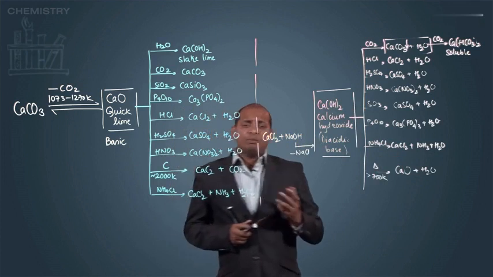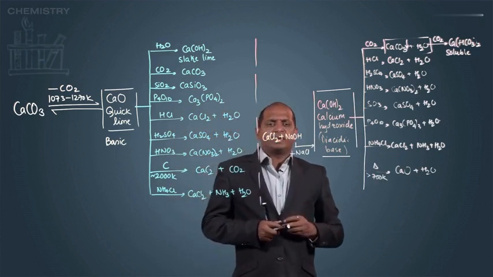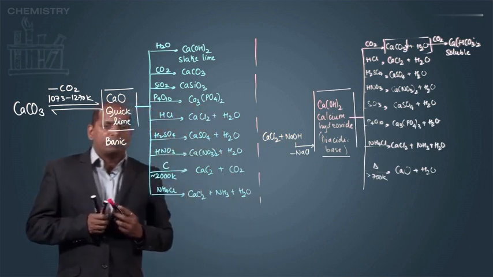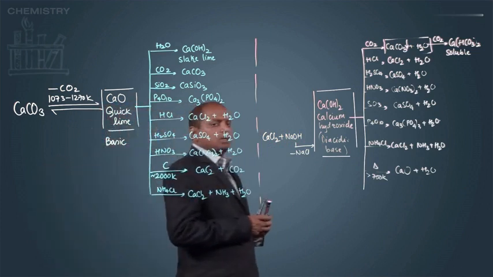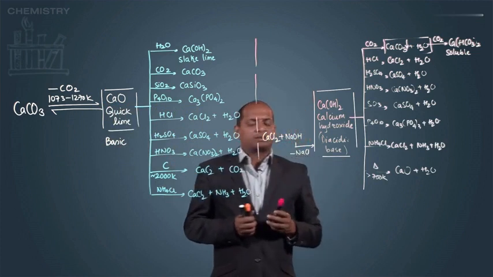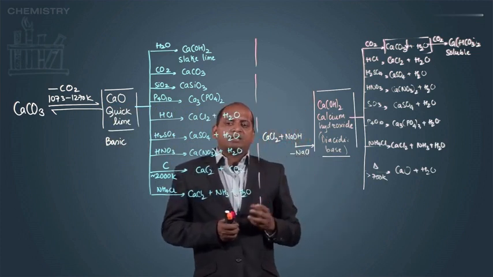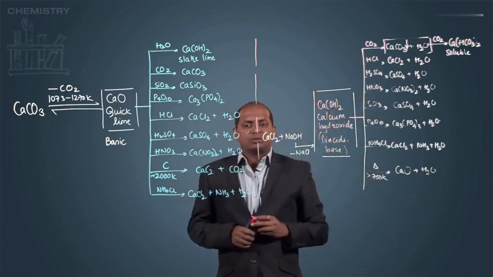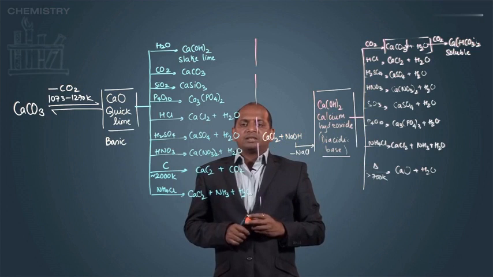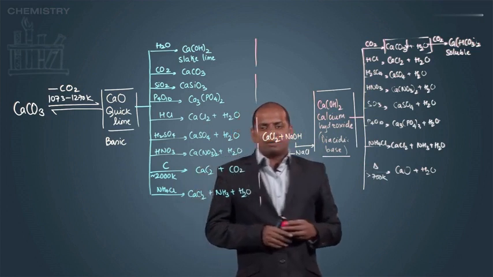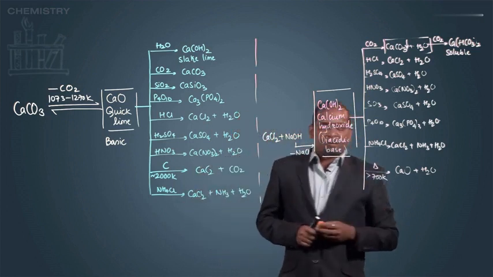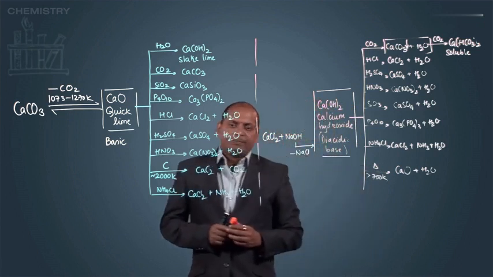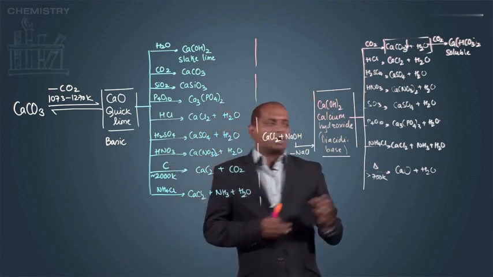Now a few more compounds are there. One compound is limestone, calcium carbonate, which is very important for construction purposes, preparation of various monuments, etc. Calcium carbonate can be prepared by this method, or rather it is obtained from the mines also. Calcium carbonate is essential in the commercial preparation of carbon dioxide, quicklime, and slaked lime. Calcium carbonate, the reactions are similar.